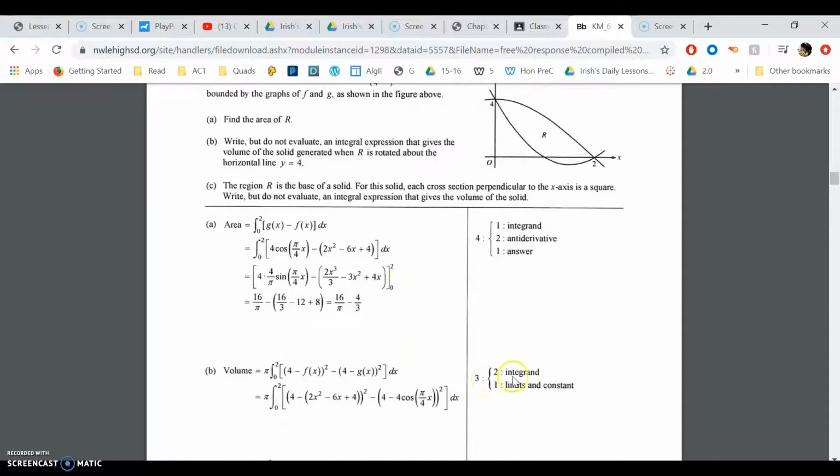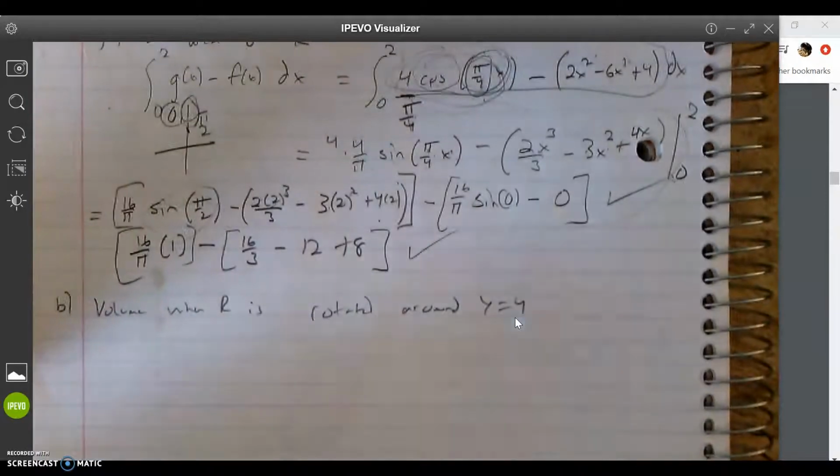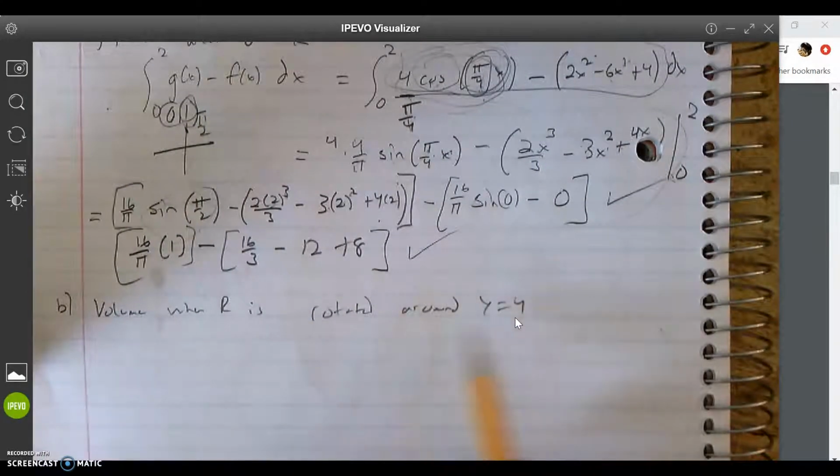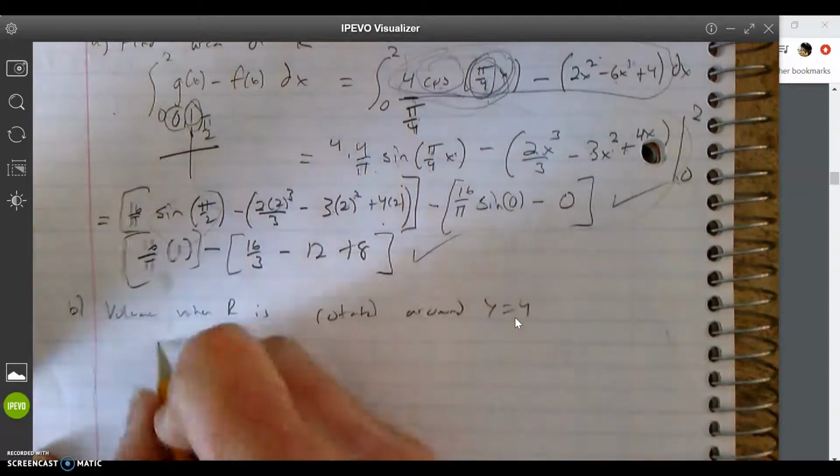So this next one is going to be worth 3 points. 2 points for the integrand and 1 point for the limits and the constant. All right, so let's check it out. So B, volume when R is rotated around y equals 4. Okay, so let's get our picture here.